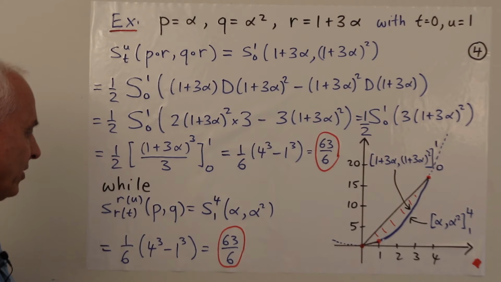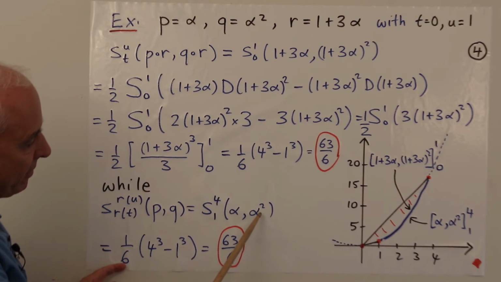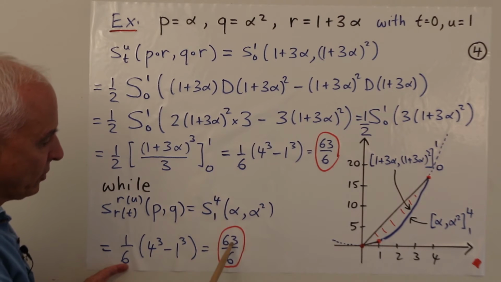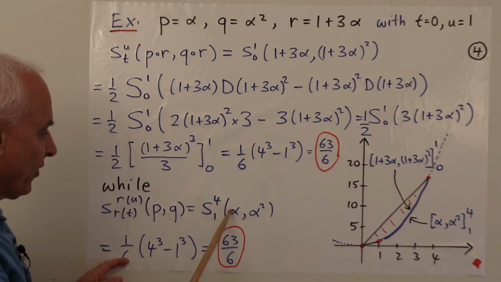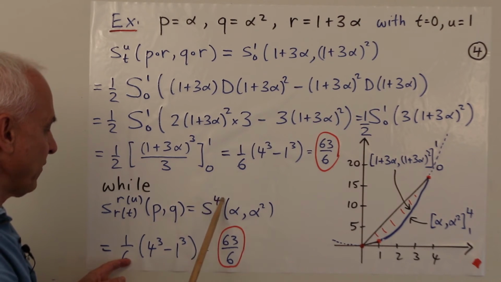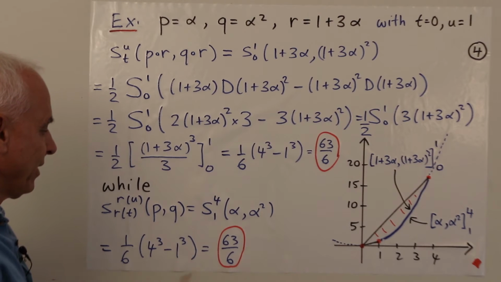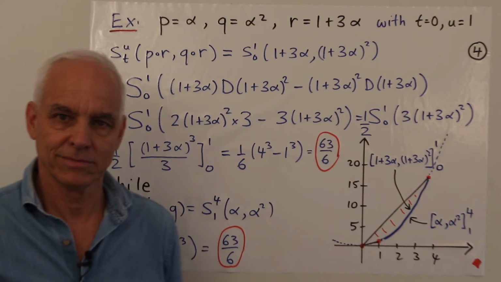It's just 1/6 because the fundamental formula, (2 minus 1) over 2 times (2 plus 1), that's 1/6. And then there's the power of 3, so it's 4 cubed minus 1 cubed. And we get the same answer.